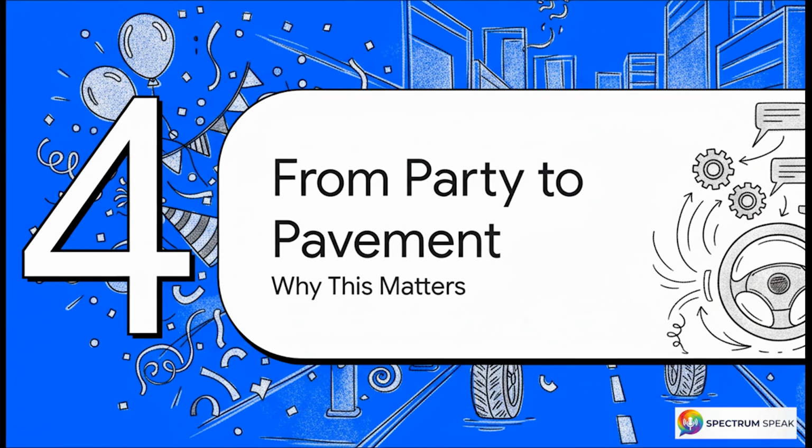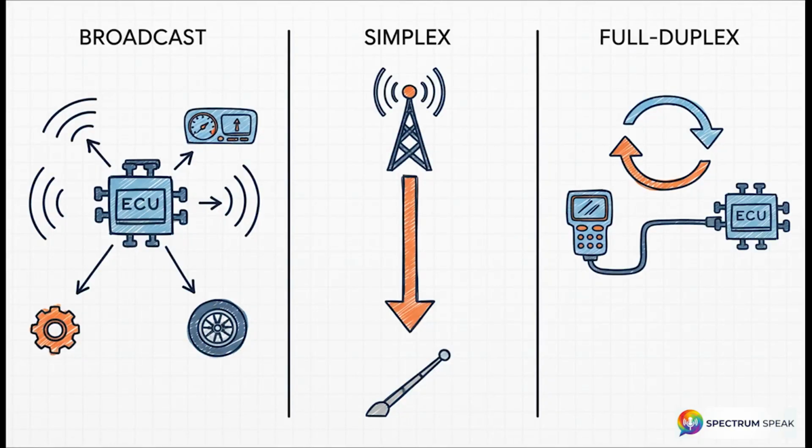Okay, the party's over. Let's take these ideas from our analogies and bring them back to the pavement. Why does any of this actually matter in your car? Well, it's because every single system is specifically designed to use the exact communication mode it needs to work safely and efficiently. Nothing is random. Let's look at some real examples. A broadcast message is perfect for your engine control unit to send out the current vehicle speed. The dashboard needs it, the transmission needs it, the stability control needs it, so it just broadcasts it out to everyone.